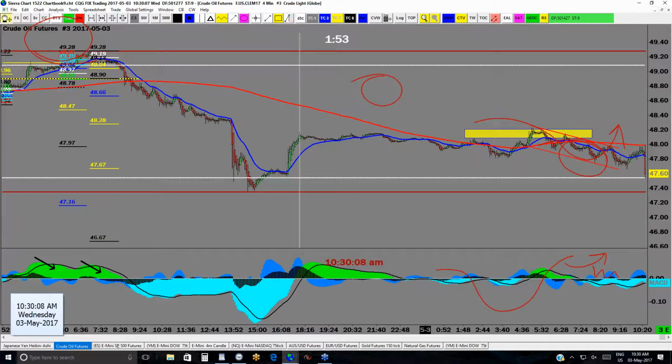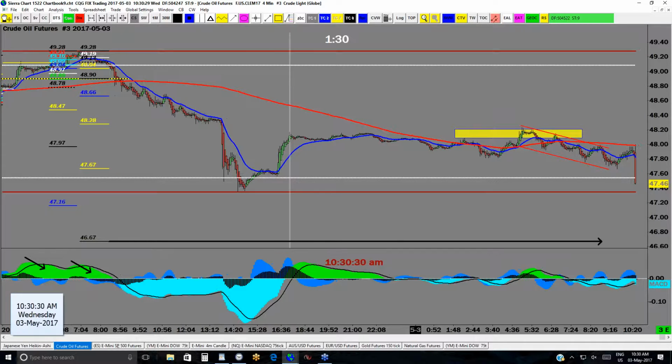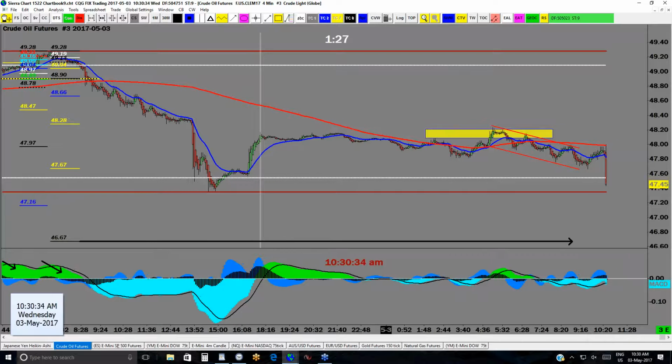We'll do a quick little stint here on CL this morning. Let me erase these here. We have a target area on CL to the downside right here at 46.67. It is proceeding to that. We're looking for that resistance to hold, and it's starting to follow through to the downside.